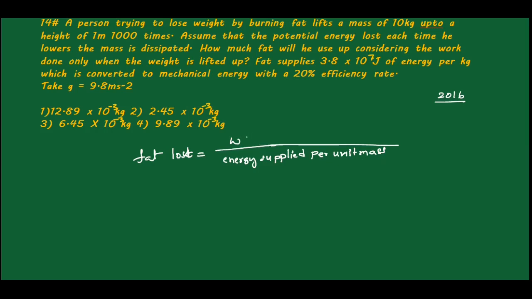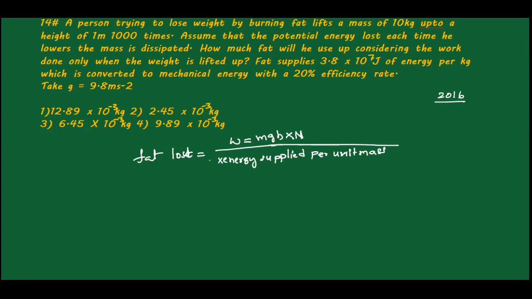But here, what type of work is he doing? He is lifting the weight, so it is potential energy mgh. But how many times is he doing it? He is doing it 1000 times, so let us take n as the number of times, for every time.